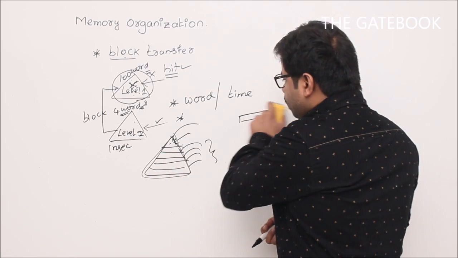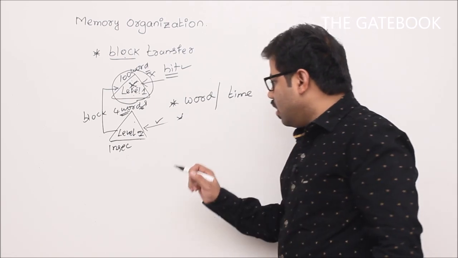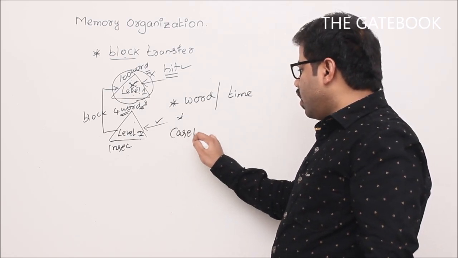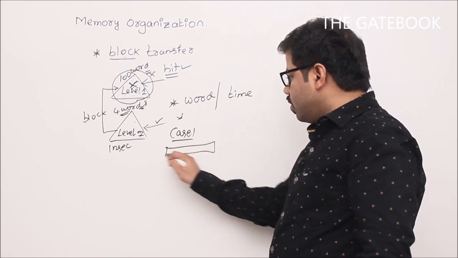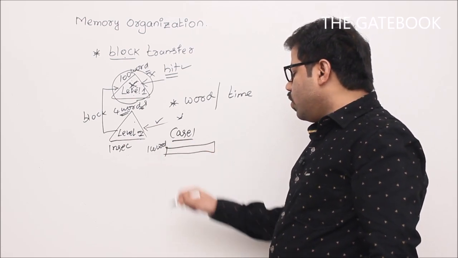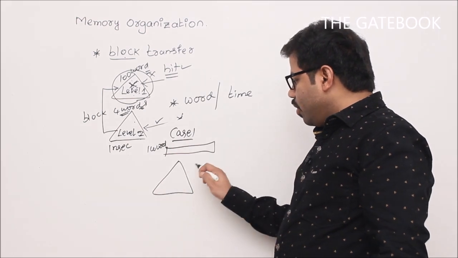What I am saying is, for example, case number 1. In case number 1, you are accessing only one word. Then for that, what are you doing? You will be going to memory. Memory, be ready.